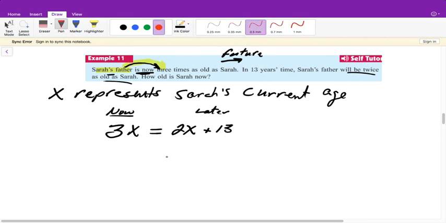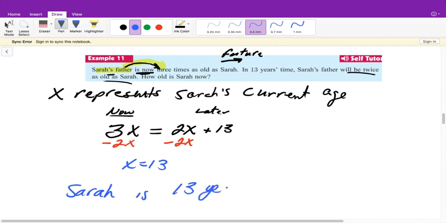And now we just go ahead and isolate our variable. So we would subtract 2x on both sides. And x is equal to 13. So that means Sarah is 13 years old.